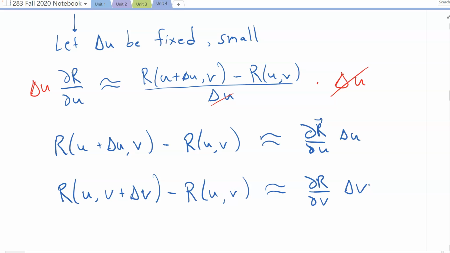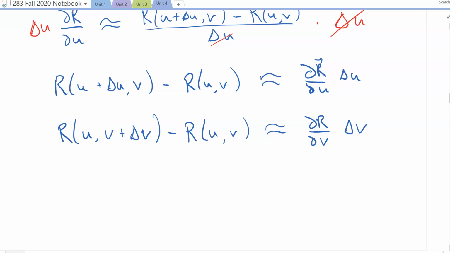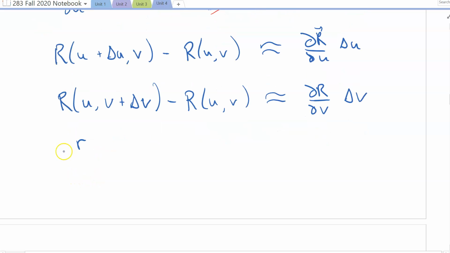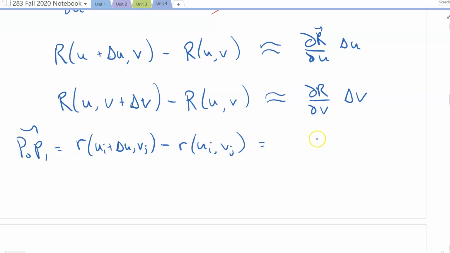Now we're going to substitute in from above what we had. What did we have before? We had as the vector P0 to P1, r of u sub i plus delta u comma v sub j minus r of u sub i v sub j. This will be approximately, not equal to, just approximately equal to the partial derivative of r with respect to u at the point u sub i v sub j times delta u.